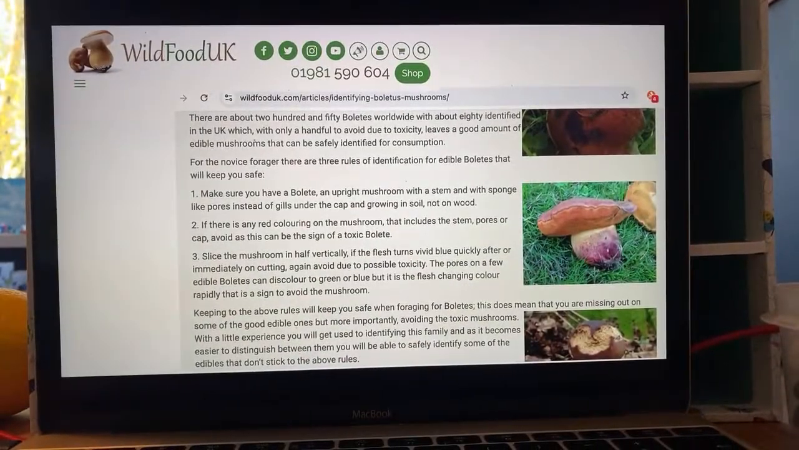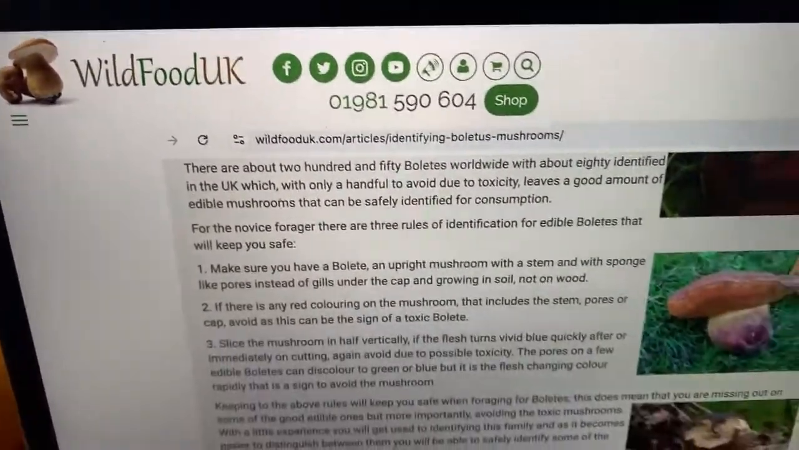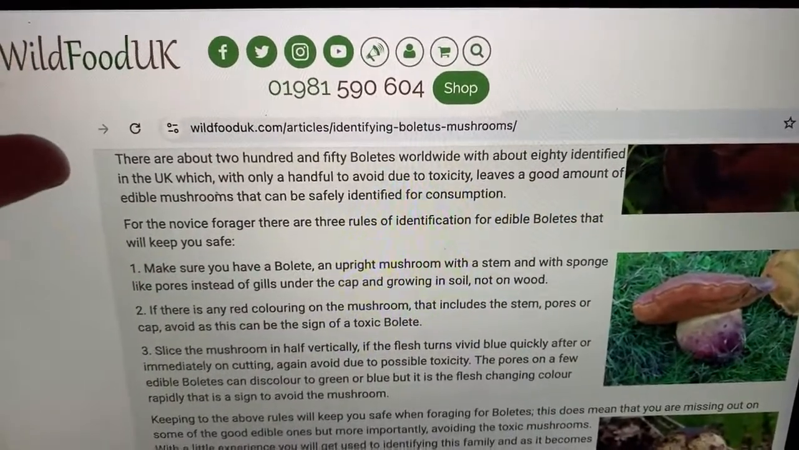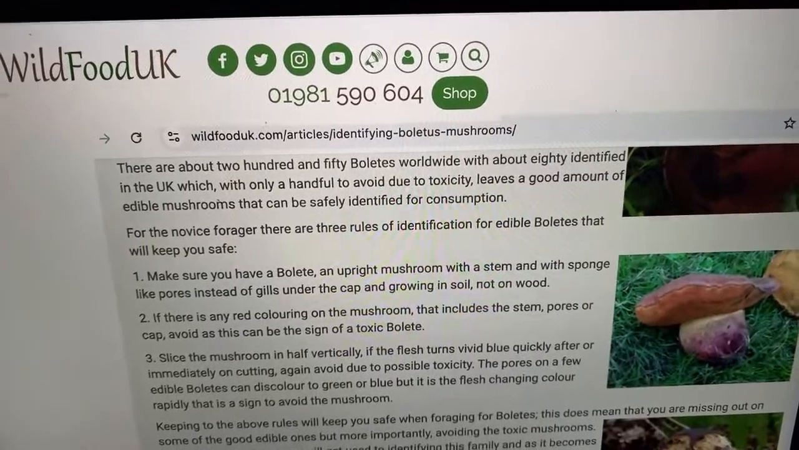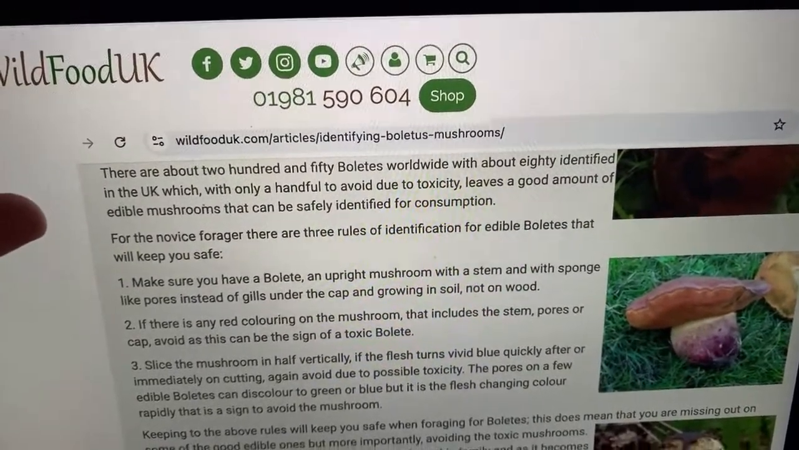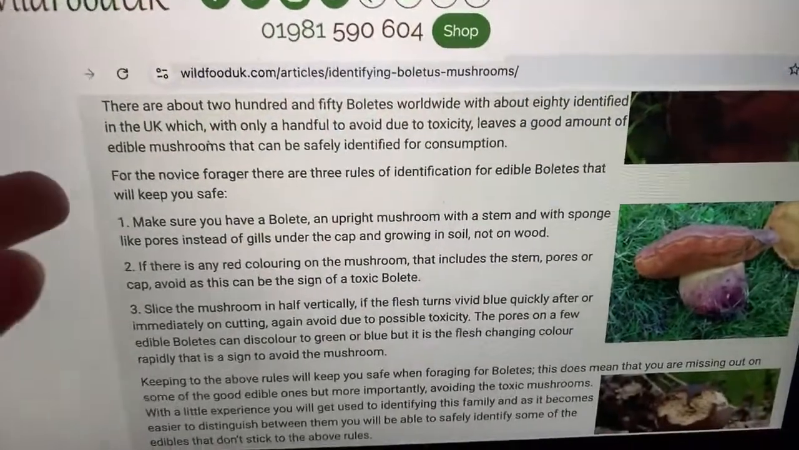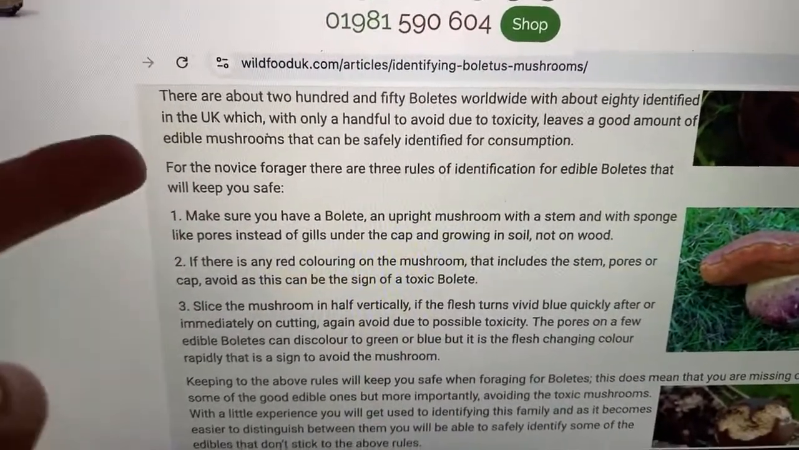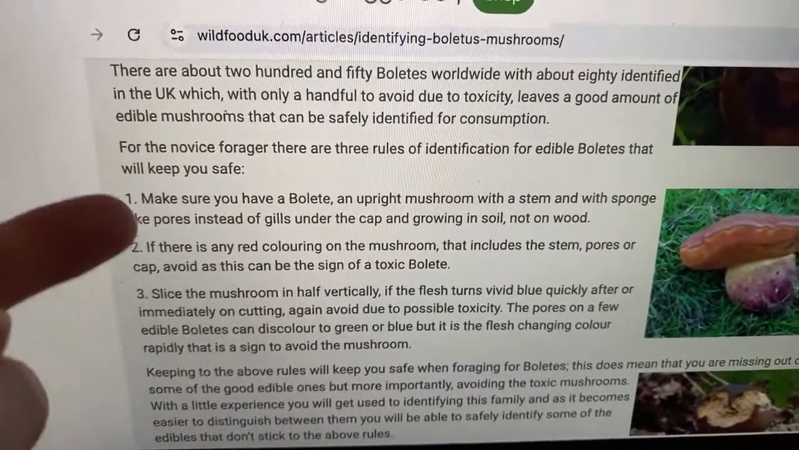Here is my new favourite website. Oh my goodness, Wild Food UK. I've spent so much time on Wild Food UK over the last couple of weeks. It tells us there are about 250 boletes worldwide. They don't all have pores, but most of them do. There are about 80, if you're in the UK like me, that you can look out for. A handful are toxic, but quite a few of them are edible. So again, don't trust me and leave it to the experts that you're actually with. Their general rule is, if you want to find an edible bolete, make sure you've got a bolete.